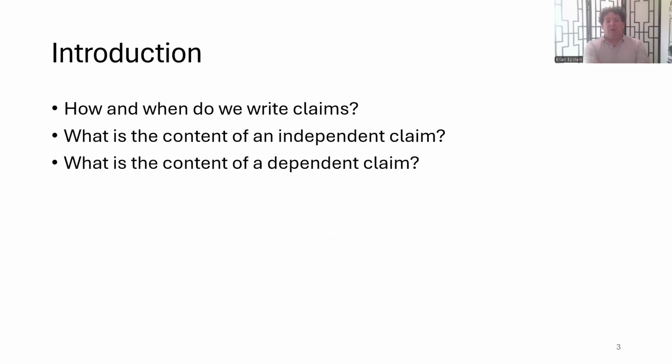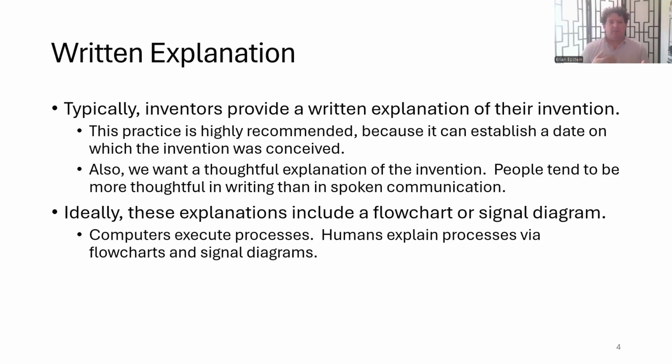We'll talk about the content of an independent claim, and then we'll talk about the content of a dependent claim. So the process typically begins by the inventors providing a written explanation of their invention. This practice is highly recommended because it can establish a date on which the invention was conceived. Okay, it's not as important as it used to be, but it's still important.